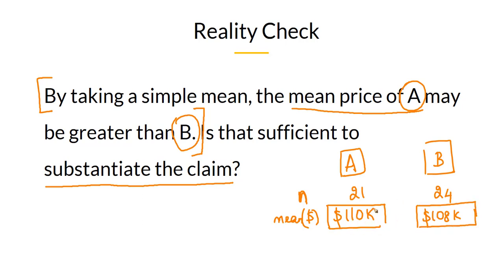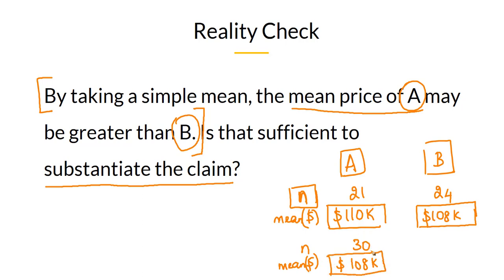Now, is this difference, $110,000 versus $108,000, significant enough to make such a claim? That is one thing to think about. The second thing is the number of items in the sample: is the sample size sufficient to make this claim? Let's suppose we take more samples, say we sample 9 more houses. For 30 houses, the mean could change to 108K.